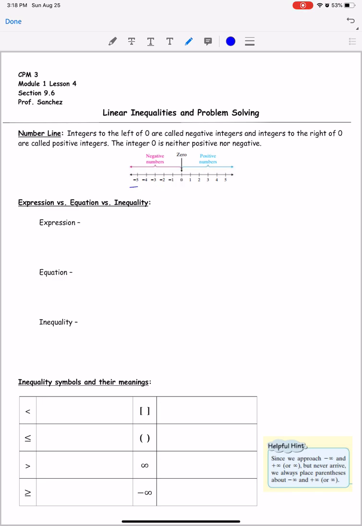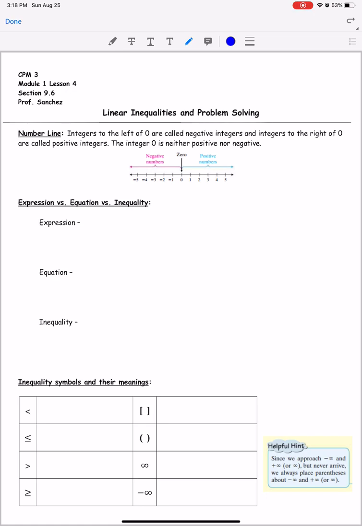What you want to make sure you don't do is, when you come to a number line, go like -2, -3, -4, -5. You've got to make sure that those negative numbers are going backwards to the way that we're used to seeing things. So we have expression versus equation versus inequality.